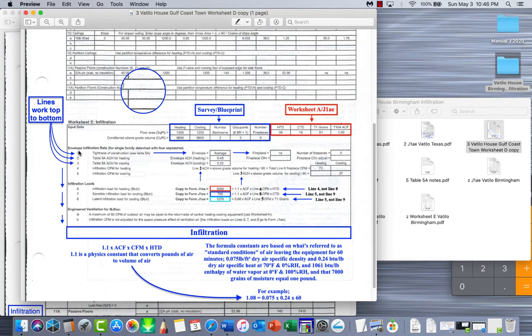This one, again, moves from columns like we were doing in worksheet D to lines. So we're going from left to right all the way across and then moving down as we go.